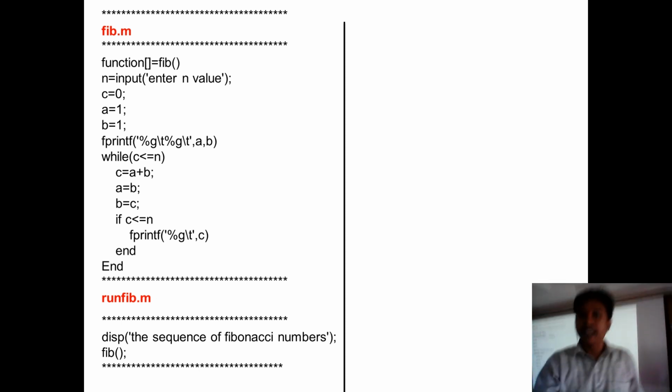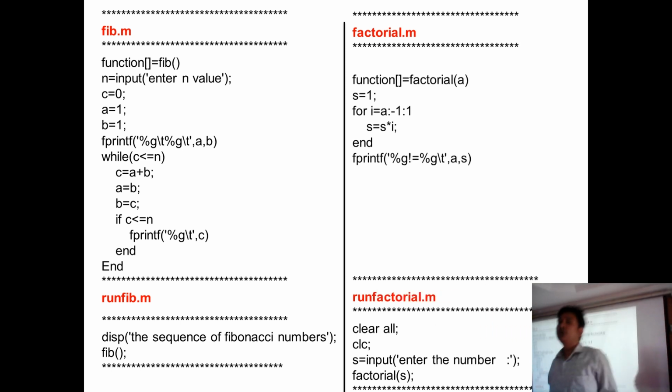Let's say the next classification. If I want to use something as input, writing the program using some input. Look at factorial. Do you know what factorial is? The logic: 3 factorial is 3 into 2 into 1. N factorial is n into n minus 1 into n minus 2 till 1. So you know the logic. This is the logic part.